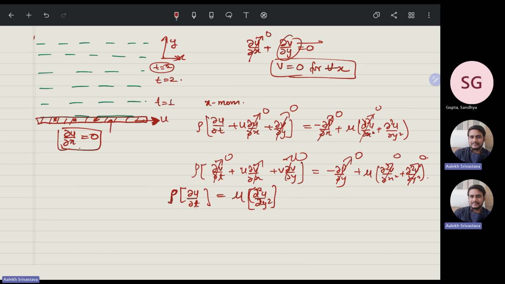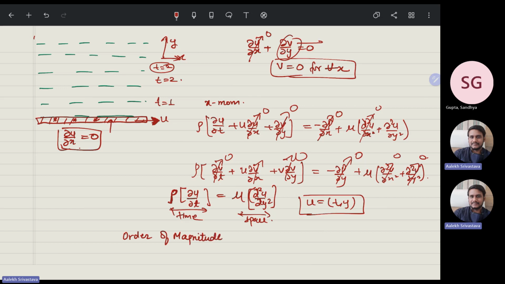Now how do we solve this, because it has a time term and a space term? Your u is a function of time as well as space. Earlier we had a function of only one variable, so we could directly integrate it, but here that is not the case. So we will use what we call order of magnitude.